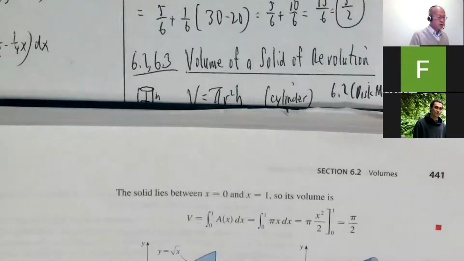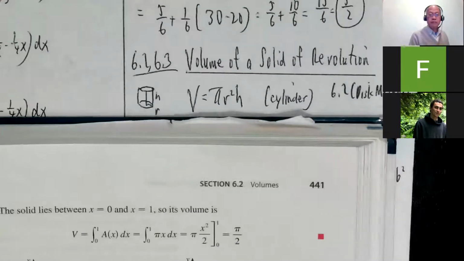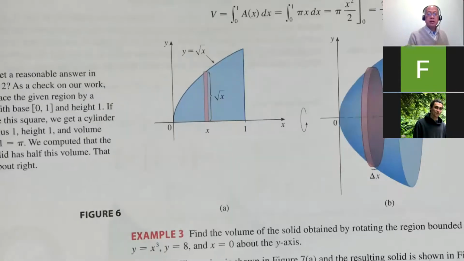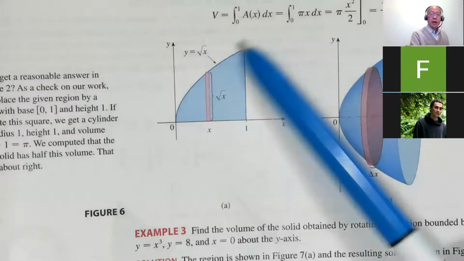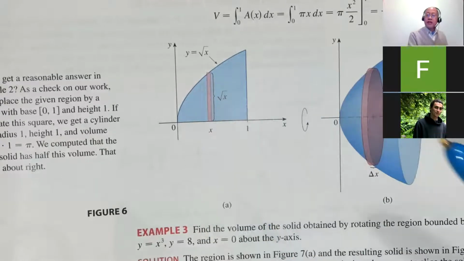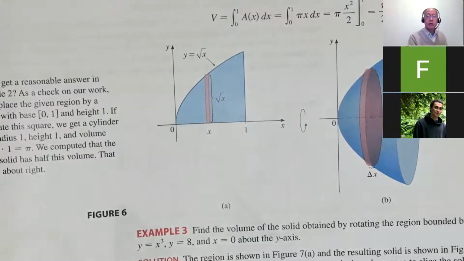I'm going to show you something on page 441, figure 6. I've got this region here. It looks like y equals square root of x from 0 to 1. Okay, I'm not finding its area right now.